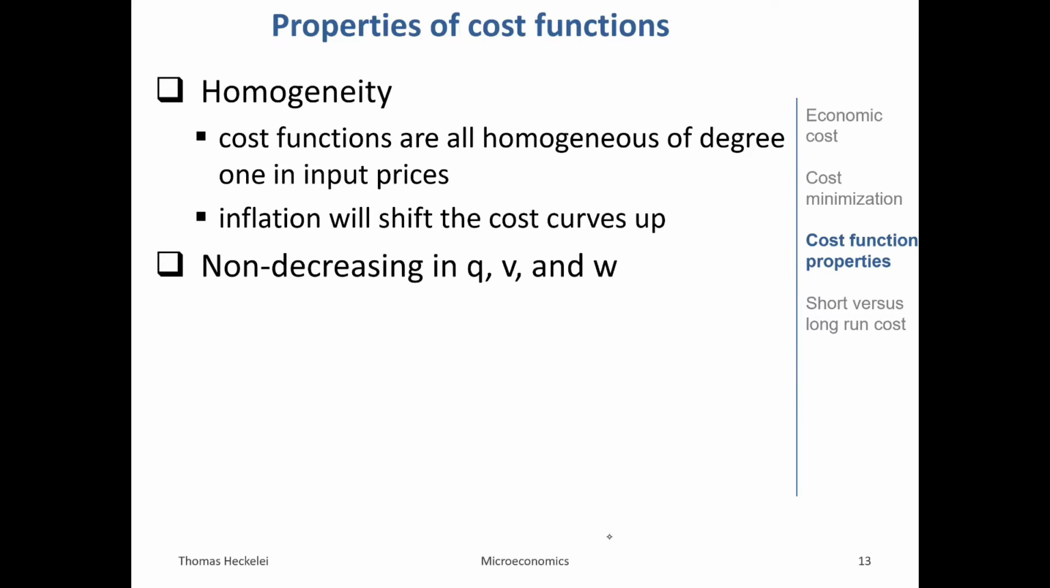The second property is non-decreasing in Q, V, and W. Even though this sounds very obvious, right? Super straightforward. If you produce more, or increase the input price or the quantity, then your cost should not be decreasing. However, let's not take it for granted right now and go back a bit to our cost minimization problem, looking at it from the cost minimizing perspective.